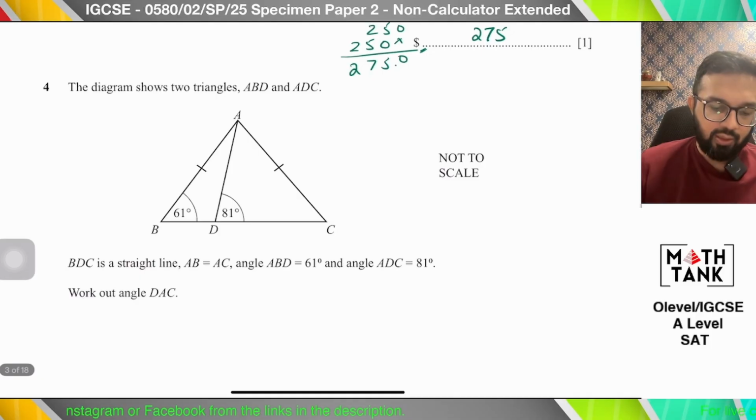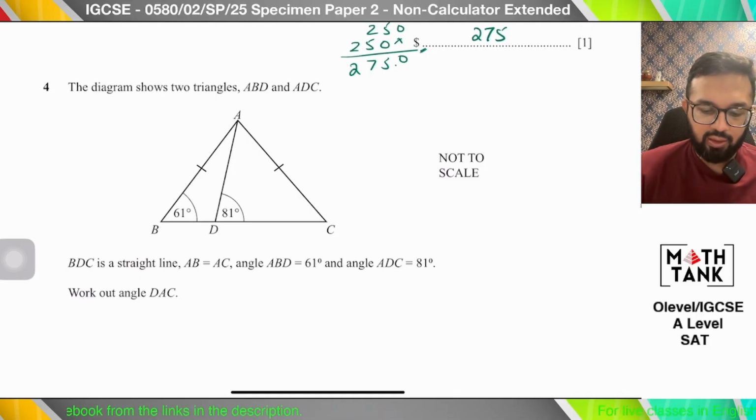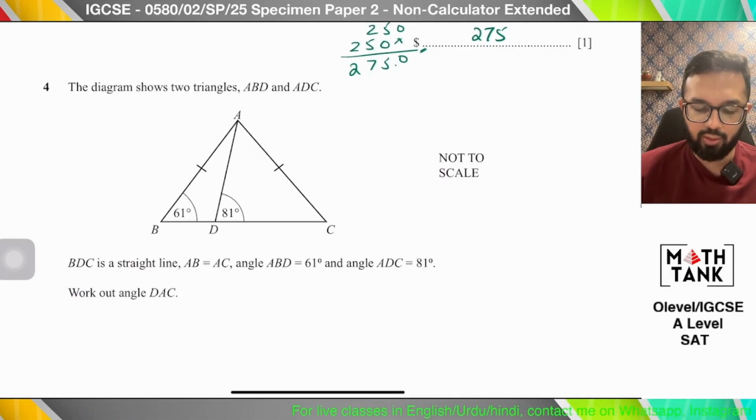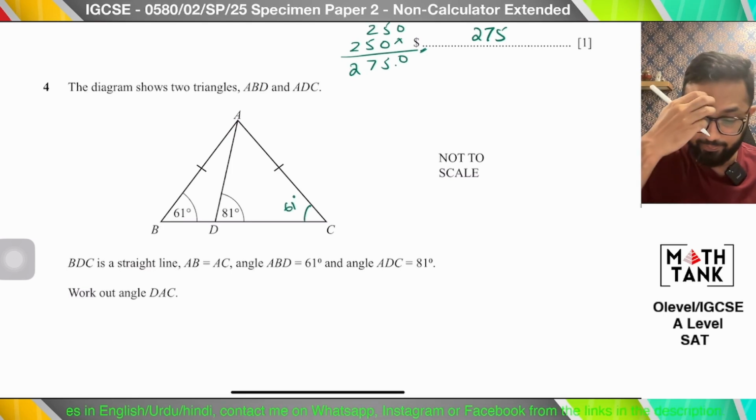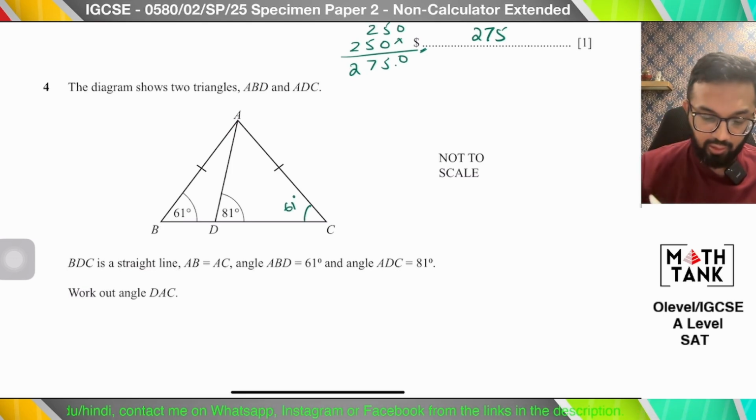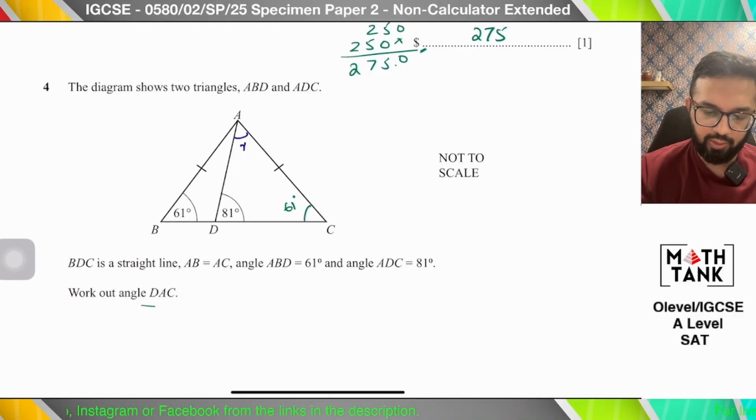Question 4 says the diagram shows 2 triangles ABD and ADC. BDC is a straight line, AB equals AC, angle ABD equals 61. I see an isosceles triangle in front of me, so I know that this angle is also going to be 61 degrees. Work out the angle DAC. So that is what I want you to work out. I think that's simple. I've already solved it for you.